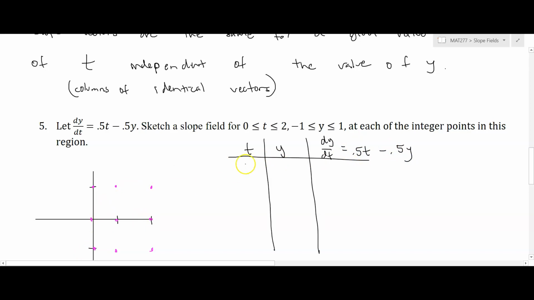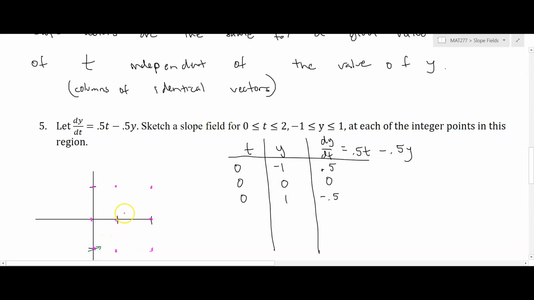So if I start down here at 0, negative 1, that's going to give me a slope of, let's see, 0 minus a half times negative 1 is going to be positive a half. And I'm just going to continue doing these. So 0, 0 will give me a slope of 0. 0, 1 will give me a slope of negative a half. So that means that negative a half would probably look something like this. Oh sorry, that's down here though. That's down here at positive a half, so I want it to aim right about there.